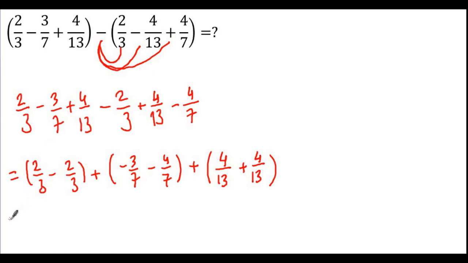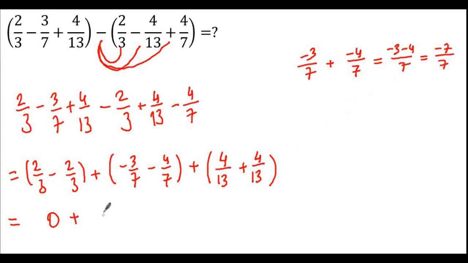And here we have the exact same fraction, so the result is going to be 0. 2 minus 2 is 0. 0 over 3 is 0. Alright, this is 0. Plus, I have minus 3 over 7 minus 4 over 7. So I can rewrite this expression as minus 3 over 7 plus minus 4 over 7. So minus 3 minus 4 is going to be minus 7 over 7. So I got minus 7 over 7 here.